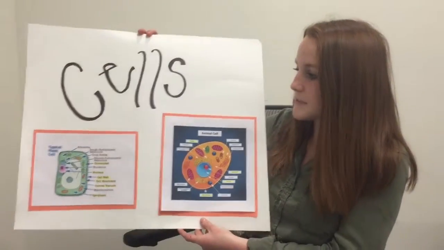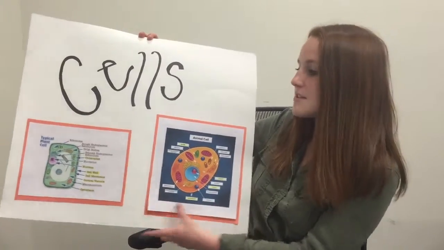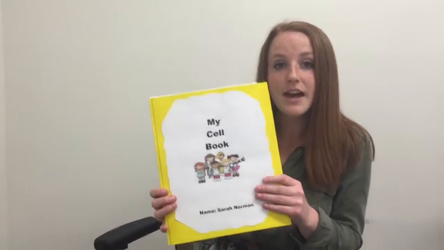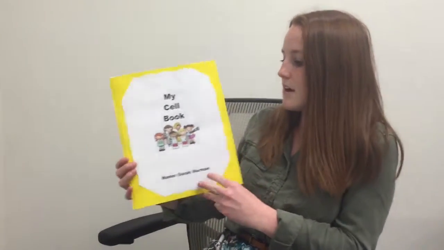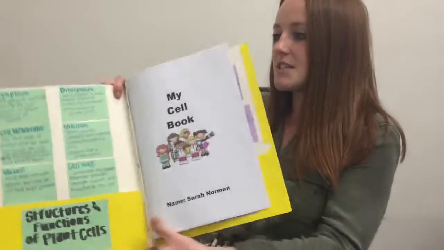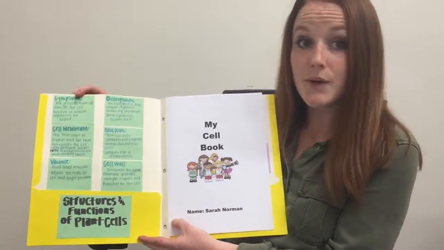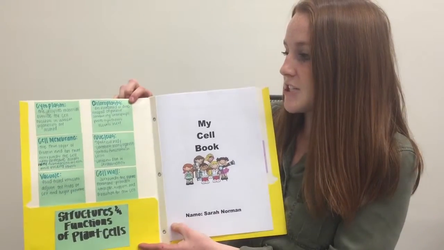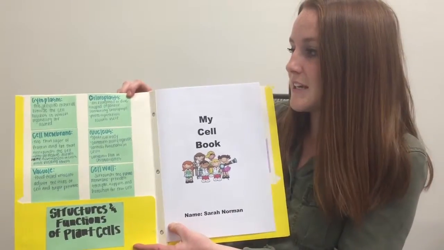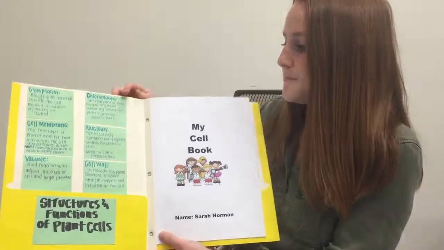Good afternoon, class. Today we're going to be talking about cells, specifically animal cells and plant cells. The first thing I would like you to do is get out your My Cell book that I gave you at the end of class. When you open it up, you're going to see green note cards on the left side with vocabulary words and definitions, but your definitions will not be filled in. As you watch this video, you will fill them in.